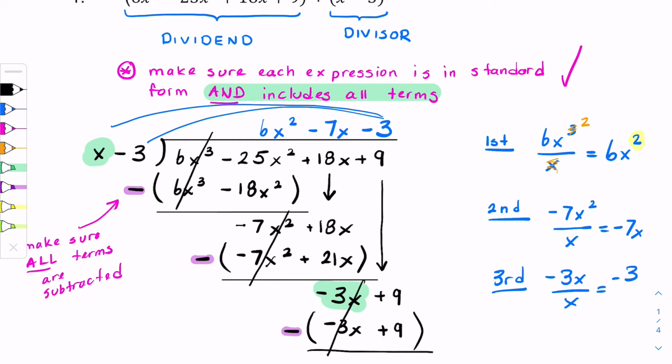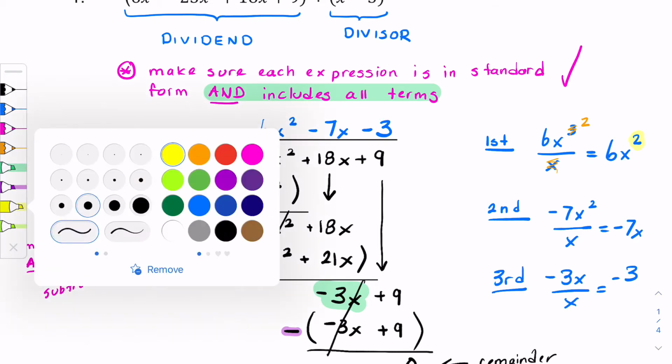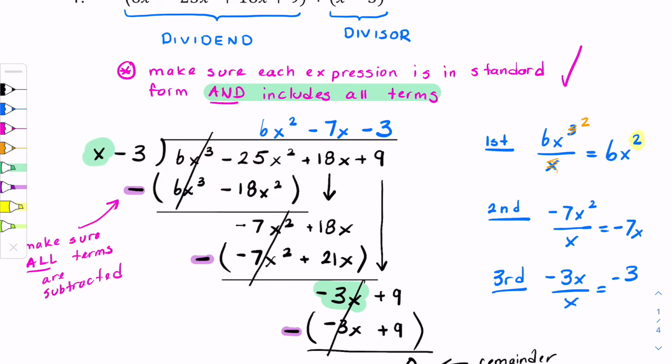Negative 3x minus 3x is 0, and 9 minus 9 is 0. This right here would be your remainder if you had one, but we do not have one, so we don't have to worry about that. Okay, this number up here, this is called your quotient. This is your answer.